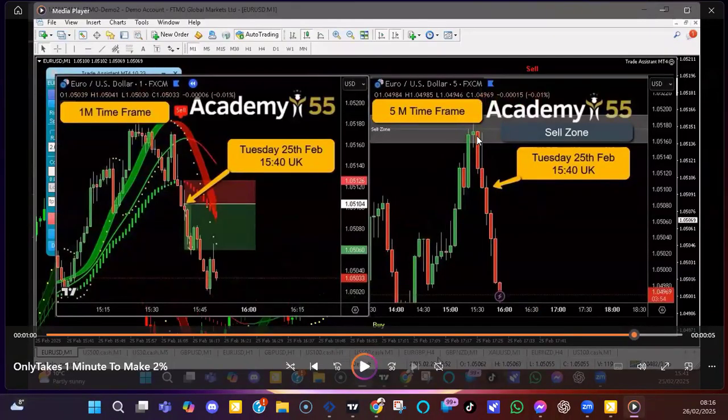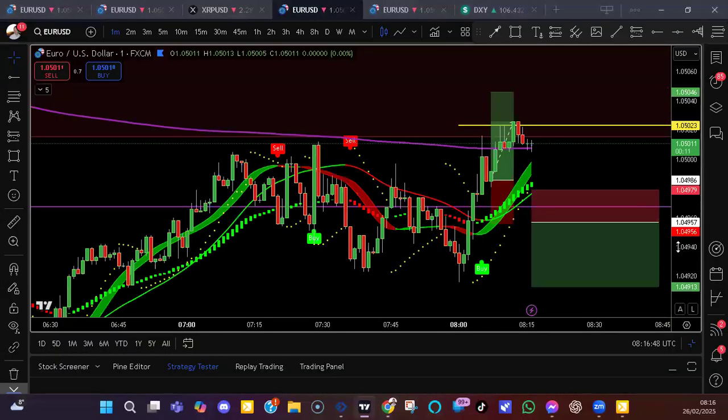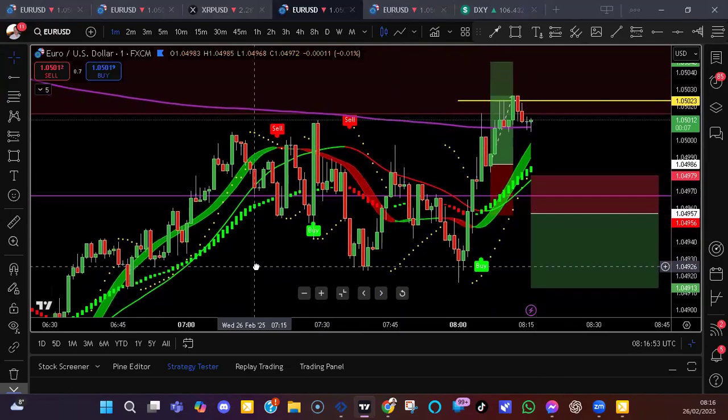As you can see, price went into the sell zone. That's the 5-minute time frame. And this is what it looked like on the minute. So classic one, and I was very surprised how quickly that took. No messing at all. So I was pretty pleased with that one. So I thought I'd show you that, seeing as it only lasted a minute. That was at 15:40 yesterday afternoon.